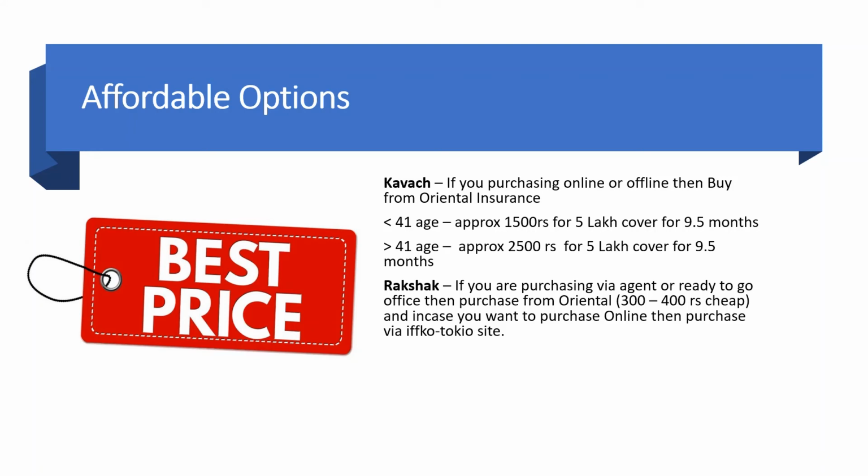If your age is more than 41, then it is costing around 2400 to 2500 rupees for 5 lakh for 9.5 months. So Oriental is one of the best options, and it's also quite cheap, and you are secured for 9.5 months. If any corona happens, then you are safe. But in case you are planning to buy the Rkshak policy, there are two options I will tell you. One is offline. The offline is Oriental again because they are the cheapest one, and you can save 300 to 400 rupees if you go with the offline Oriental insurance.